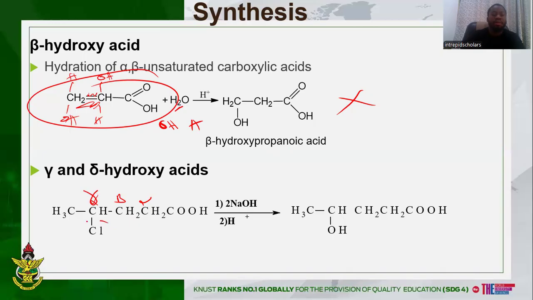So we first of all add 2 moles of NaOH. It would react to get us a salt, and then an OH will be here. And then finally, we acidify to get back our acid, and that will give us this gamma hydroxy acid. Very simple.